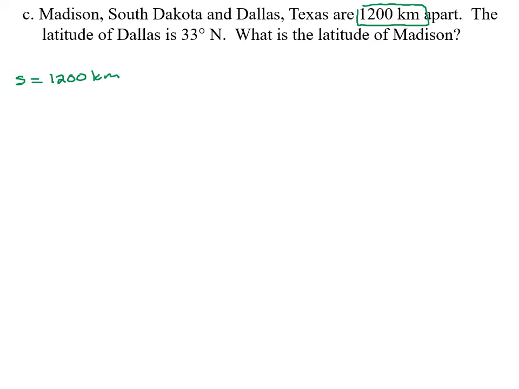And so I would take that 1,200 and use my formula that S equals R theta. I know the R is still 6,400. And I plug those two numbers in. So I'd say that 1,200 equals 6,400 times theta. And I solve for theta. So if you divide it, 1,200 divided by 6,400 would be theta. So I go to my calculator and go 1,200 divided by 6,400 is 0.1875.